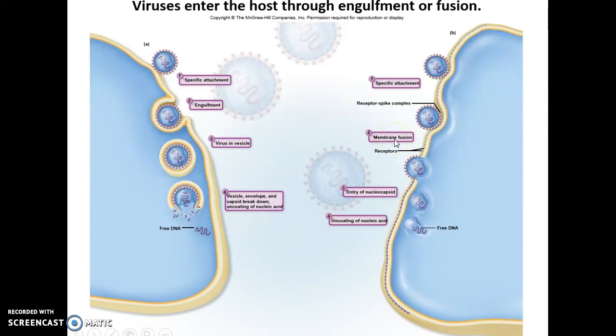The membrane fusion is only going to occur with a virion that has an envelope, because the envelope is then simply going to bind, via the spikes, to the plasma membrane of the host cell, and the membrane of the host cell and the virion are going to fuse together, and that's how the virus enters that cell.